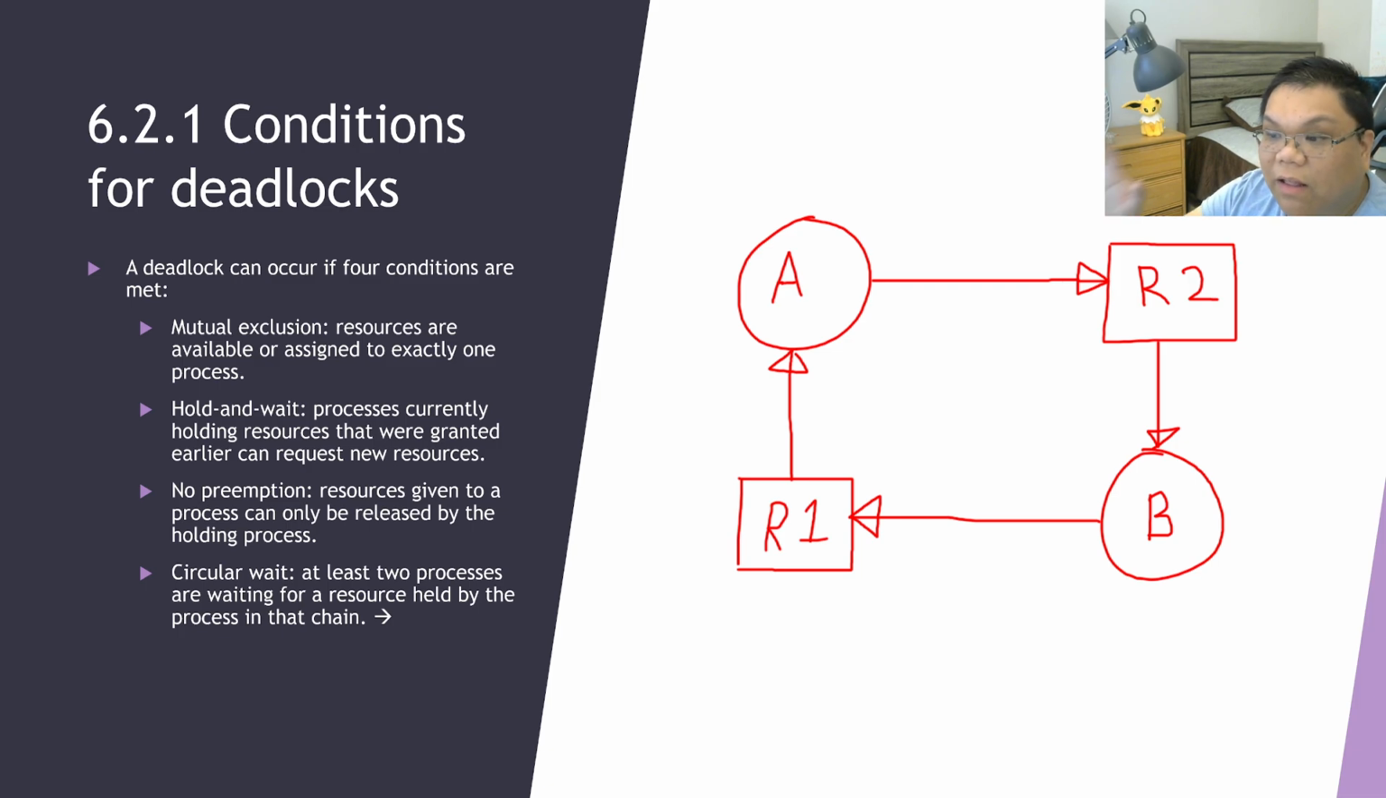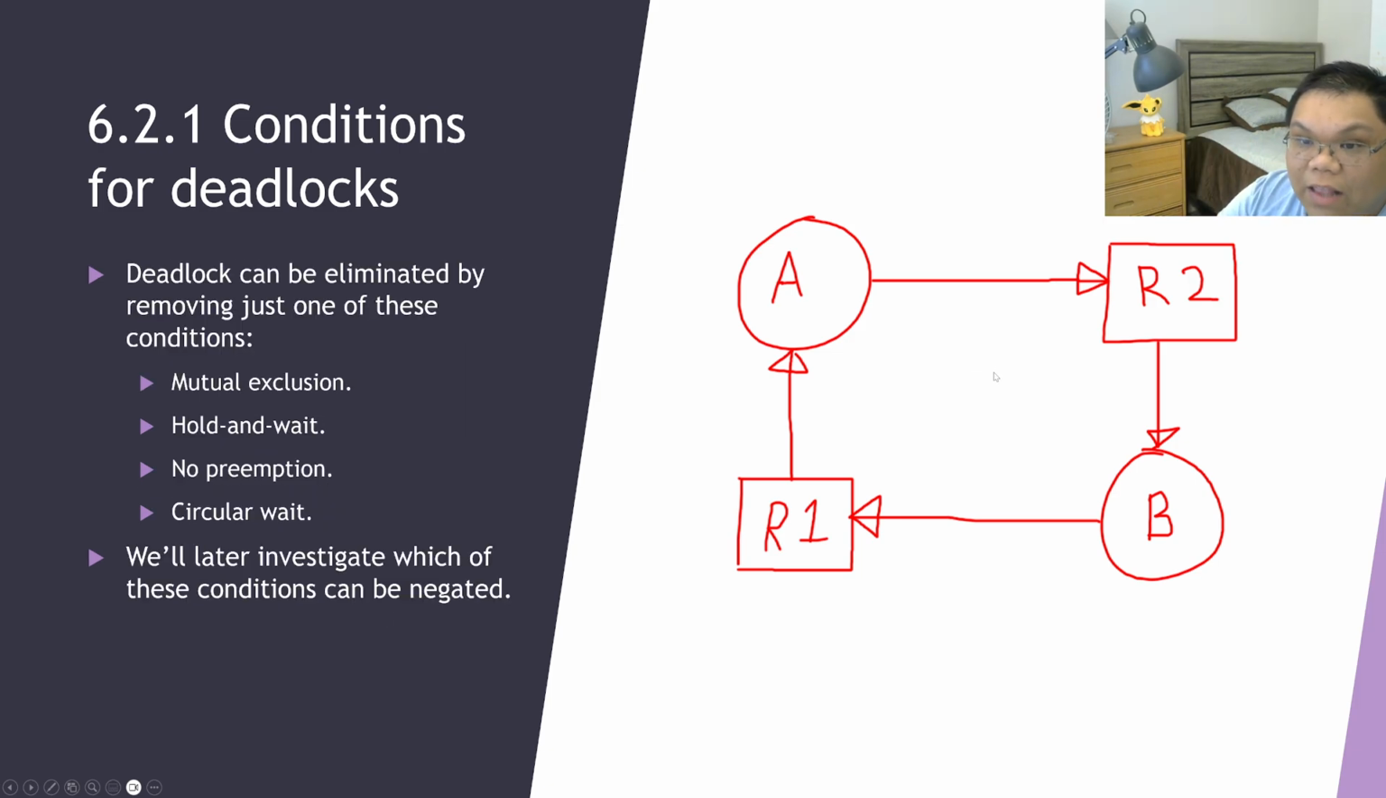Number 3, no preemption. Resources given to a process can only be released by that holding process. And number 4, circular wait. At least 2 processes are waiting for one another in a loop like this. I'll explain what this diagram is later on, by the way.